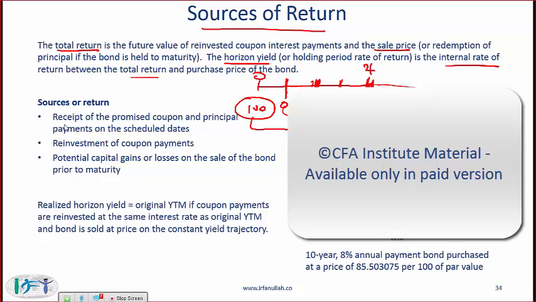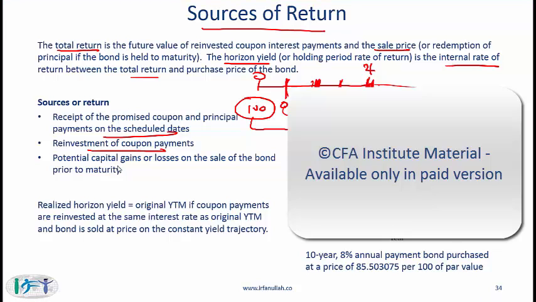Sources of return. So now, building on what we've been talking about, the receipt of the promised coupon and principal payments on scheduled dates. In other words, one source of your return is simply all the coupon payments and the principal that you will receive. Then you reinvest your coupon payments and you get interest on that. So that is also another source of return.